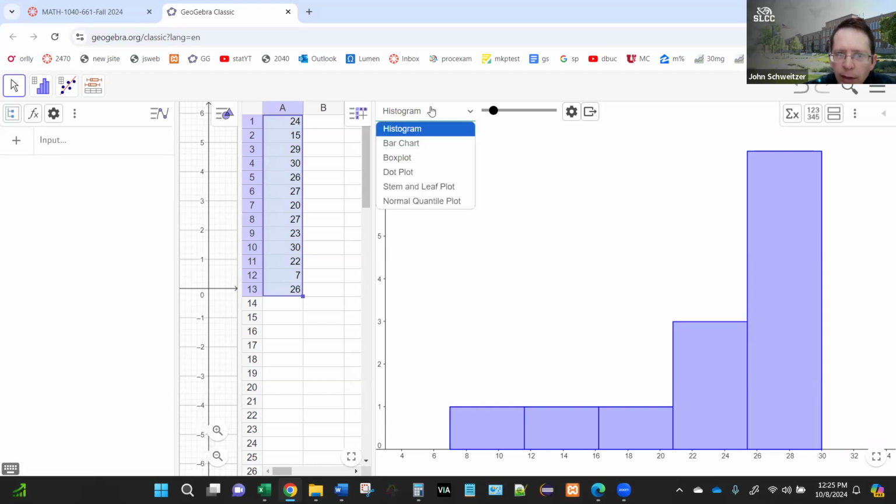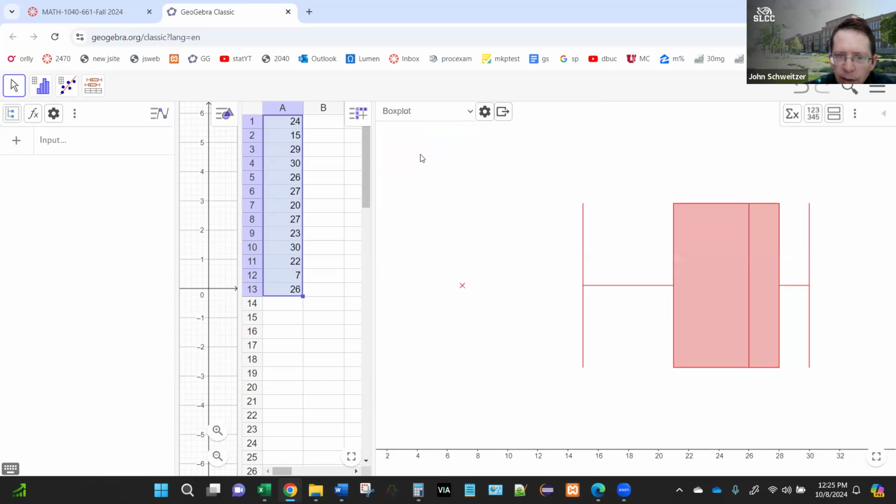The box plot is also here. So we go to the drop down and we select box plot, and there we go. That's the same one we drew by hand. It just looks better because it's software, but it's the same thing, right? We see our outlier. They use an X instead of an asterisk there, but same thing. So we have a 7 there, and then the lower whisker going to 15, the upper whisker going to 30, median at 26, Q3 28, Q1 21. So it's the same exact graph, just looks better, right?